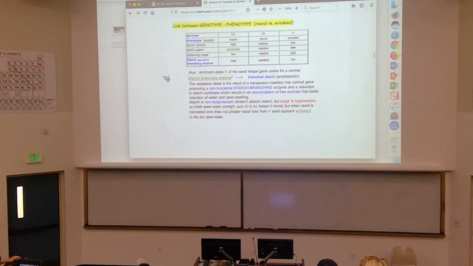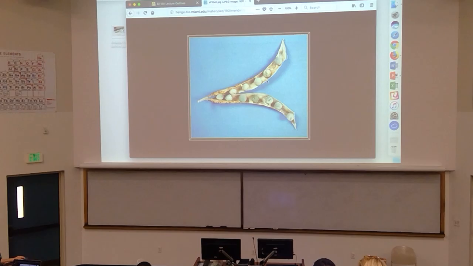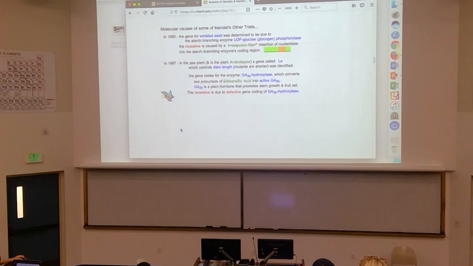This is what the seeds look like. These are the wrinkled seeds, and these are the nice round seeds. Now, it took some time, but they finally figured out what the cause of it was. There are a group of genetic elements. When we get to molecular genetics, we'll talk more about all the genetic elements that make up the genome of an organism.